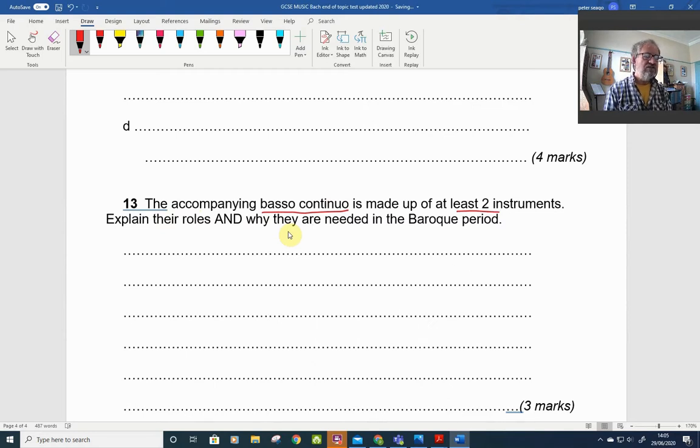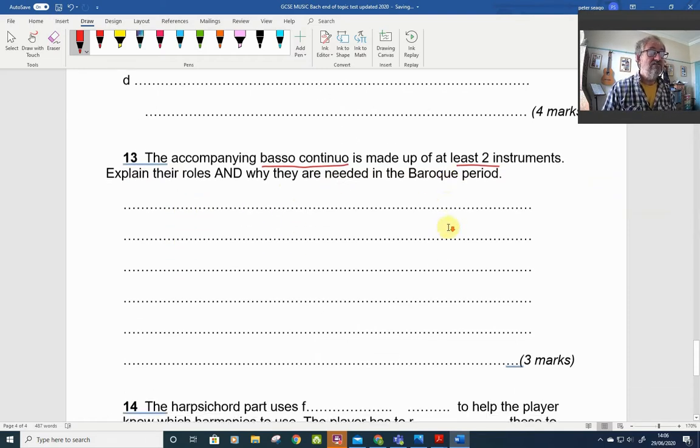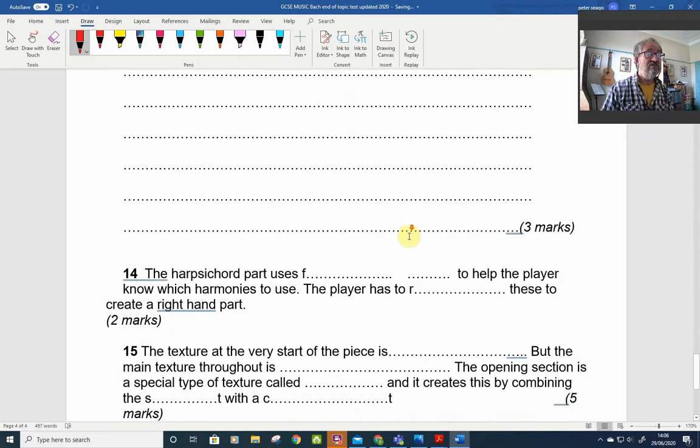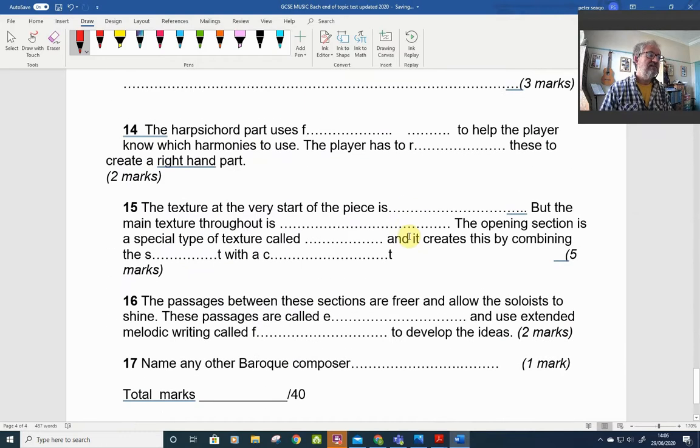So yes, you could tell me what the 2 instruments are that make the basso continuo up, but you can see that's not going to fill in that space and it's not going to give me 3 marks. So you're going to have to explain why we need one instrument, why we need the other instrument, and why we need them at all in the Baroque period. So 3 separate areas to get your marks from.